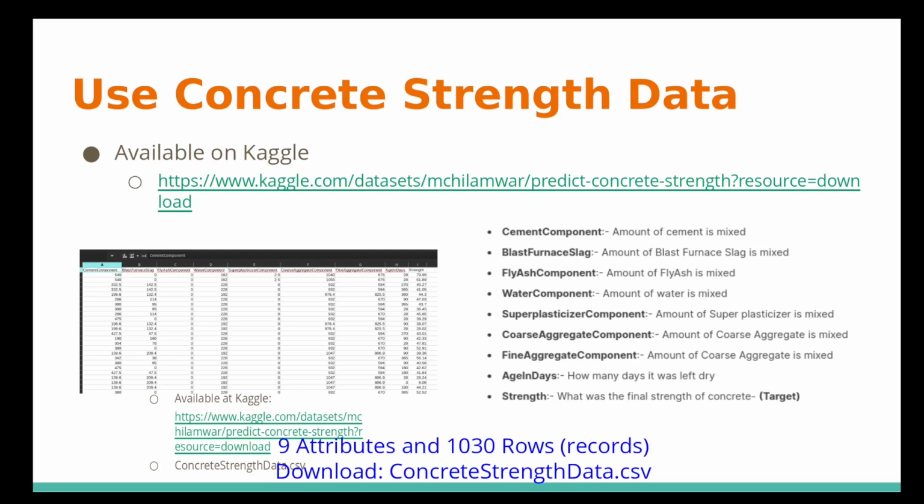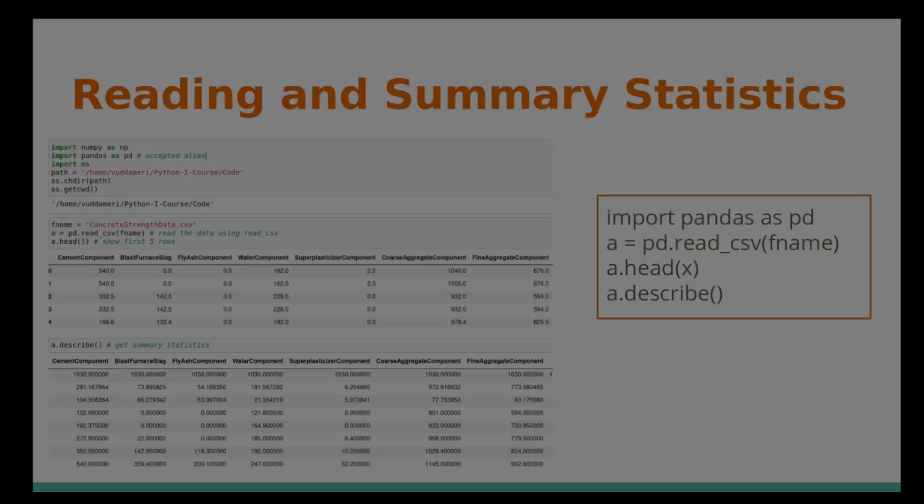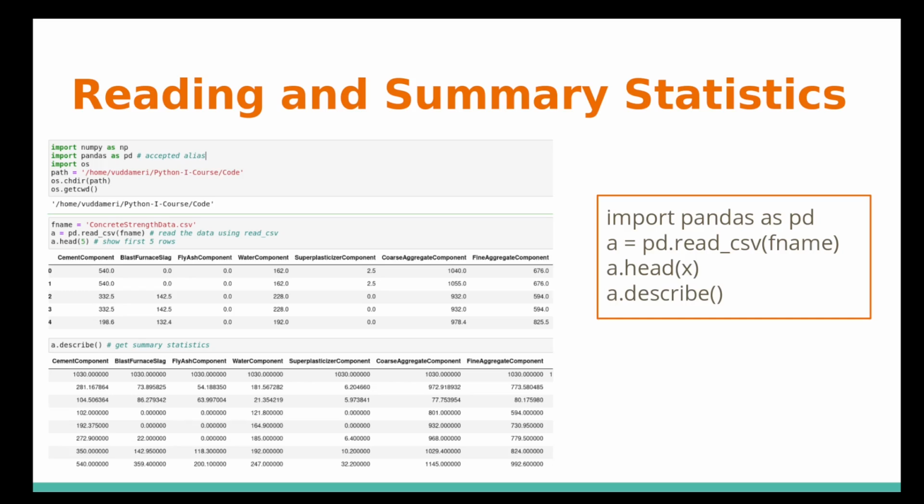I have downloaded this data and put it into my working directory and named it concrete strength data.csv. To read that data into pandas, what I do is I first import pandas as pd. I've also imported NumPy and I've also imported OS. I'm using OS to set my path and change my current working directory to that path. Concrete strength is the name of the file, so I'm defining fname as concrete strength data.csv. This file has to be in this working directory for this code to work.